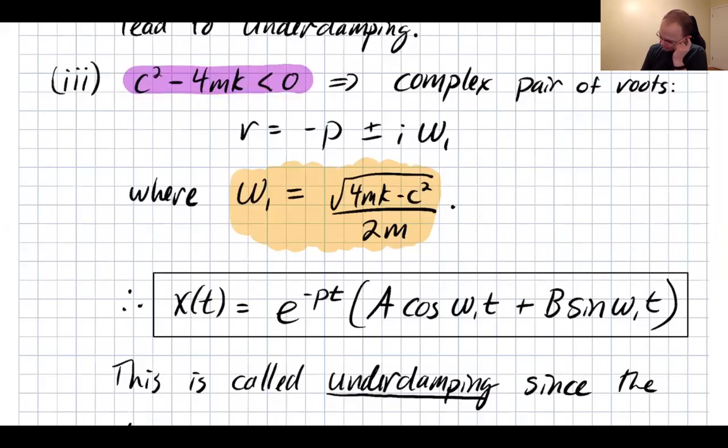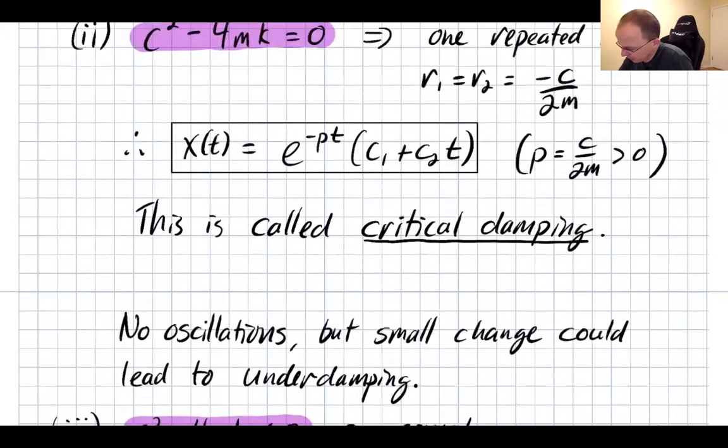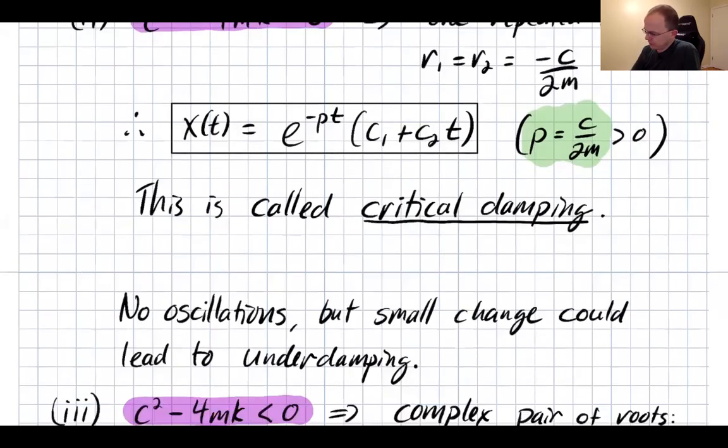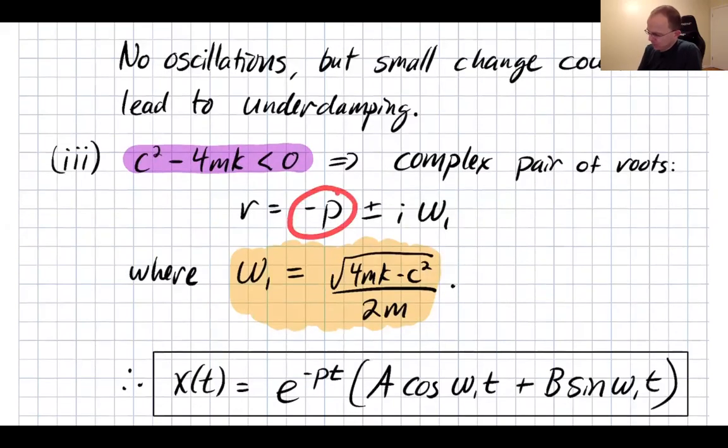In that case, we're going to get a complex pair of roots. And the real component will be this minus p, the same p from here. Let me highlight this because this is an important term. P is c over 2m. So that'll be the real component of these roots. And then the imaginary component will be this omega 1. And omega 1 is given by this formula here. So that's our omega 1.